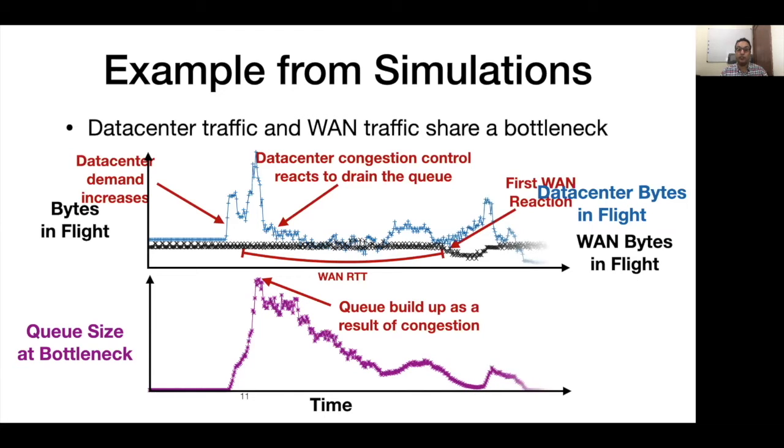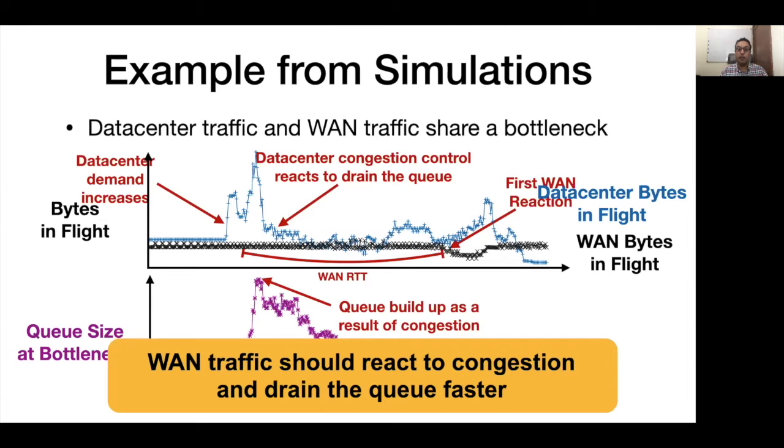A WAN RTT later, we see the first WAN reaction, which happens after data center has already shouldered the full burden of handling congestion. Note that because of the slow reaction of WAN flows, the queue is never completely drained and data center traffic keeps observing large latency. Ideally, we would want WAN traffic to react to congestion and drain the queue faster. This illustrates how the behavior of WAN traffic degrades the performance of data center traffic.